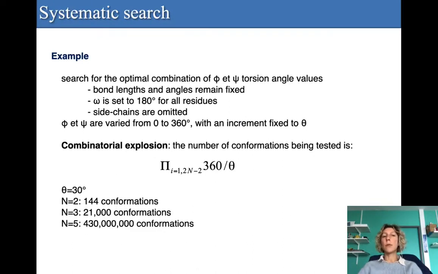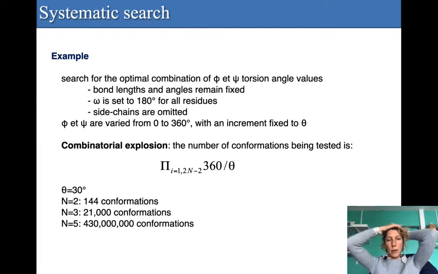Okay, so an example of systematic search. First, very naive, search for the optimal combination of phi and psi torsion angle values. So with the bond length and angle remaining fixed, and also the other torsion angles remaining fixed, without side chains. We rapidly have a combinatorial explosion, right?